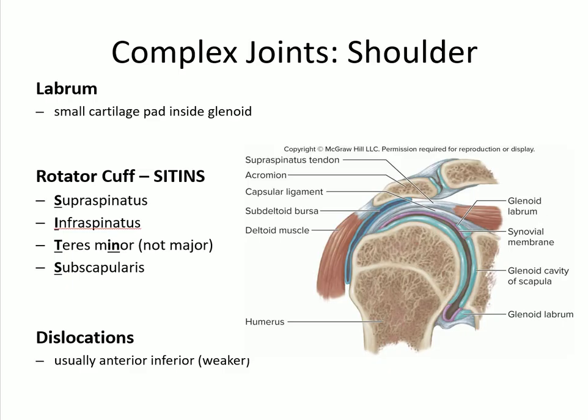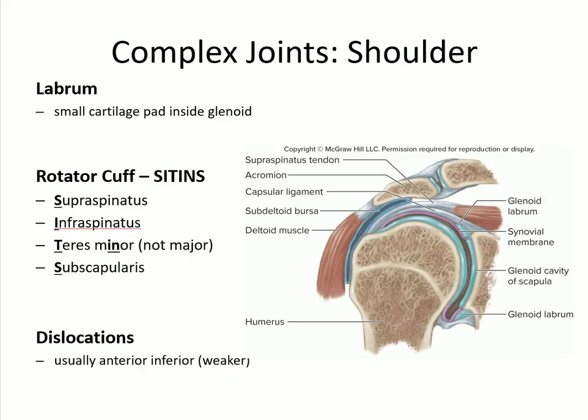We pretty much have a meniscus in the shoulder as well, but we don't call it that, right? We call it a labrum. It's essentially the same thing. It's a small cartilage pad inside the glenoid, inside the socket. It makes a taller ridge around the glenoid socket, and it makes it a little bit more stable, which is good.